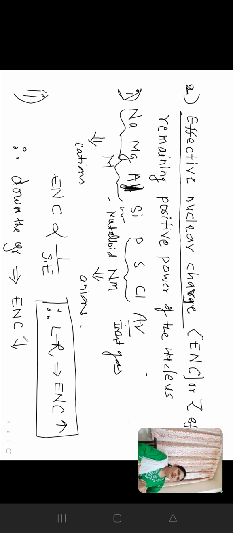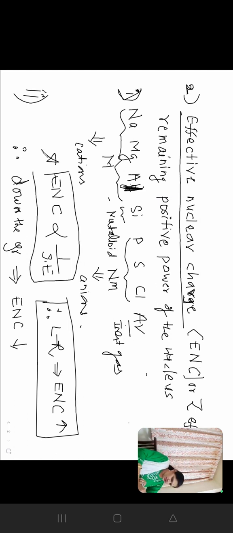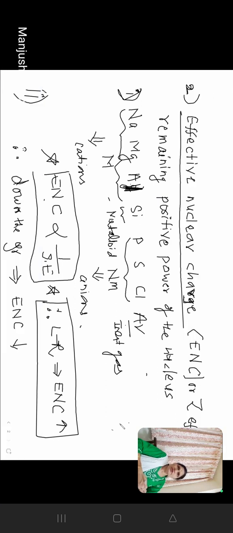And a very important point you write: ENC is inversely proportional to the screening effect. Write this down, very important. ENC is inversely proportional to the screening effect. Now you have followed both the properties, both the trends, screening effect as well as effective nuclear charge.